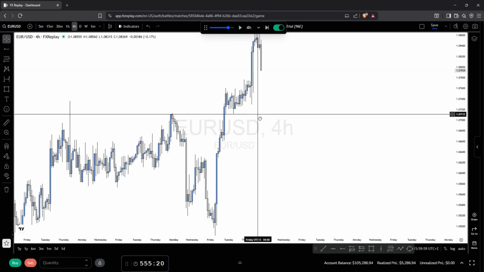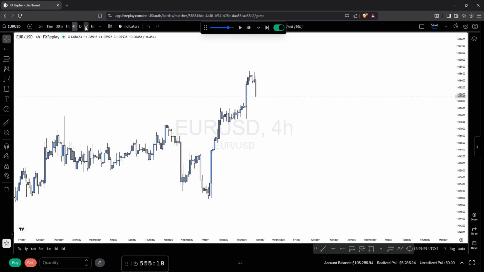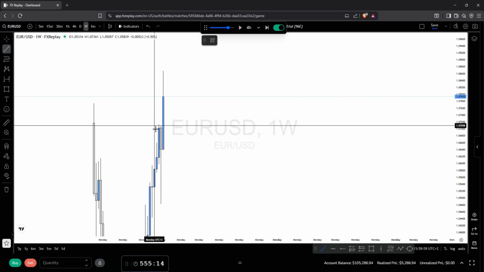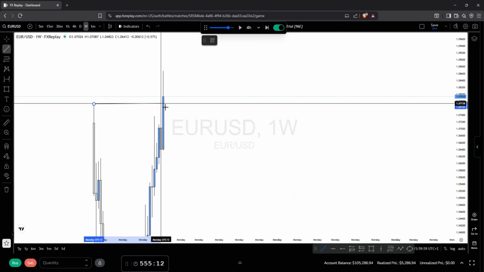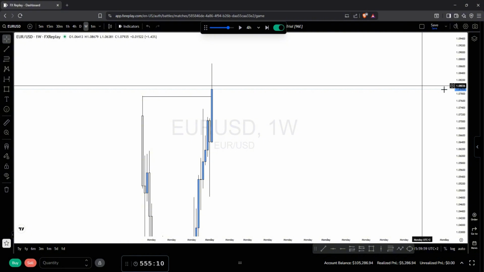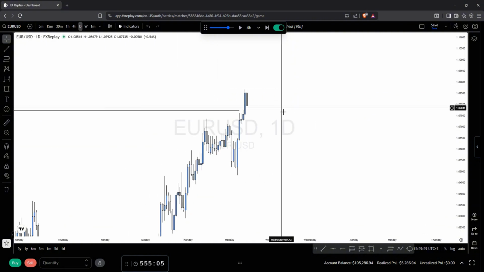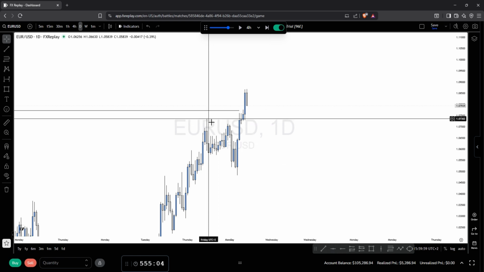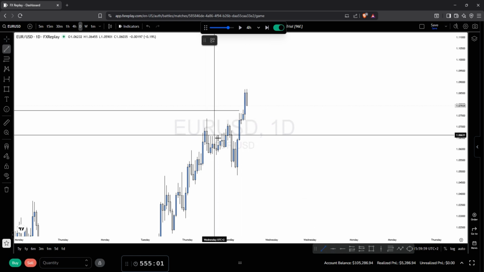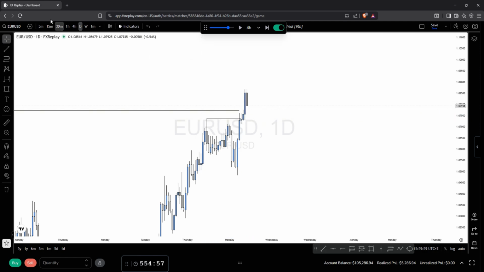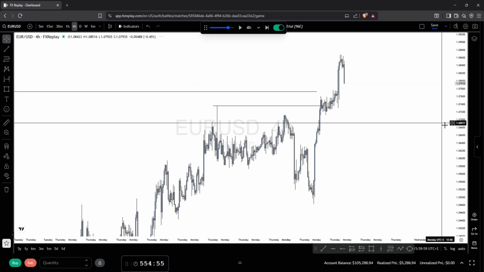Okay, so now we have a new structure. If I go to the weekly time frame, same thing. In the weekly time frame, we have swept, we've taken out this high. Now we have a clear break of structure in the weekly time frame. Going to the daily, it's the same structure, right? We have the break of structure now that is clear, just right here. This break of structure that's right here, and we can see in the 4-hour time frame.